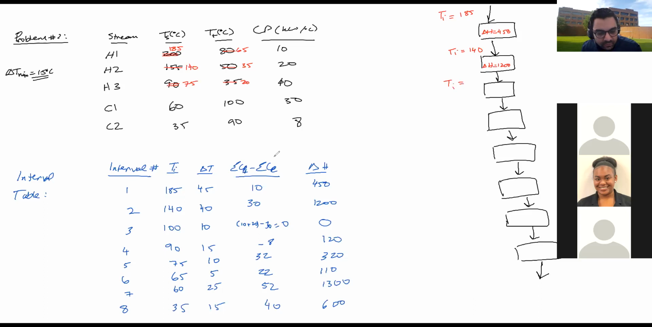Then my third interval, initial temperature is 100. The delta H is 0. Okay. Then, we can number them 1, 2, 3, 4 if you want. Doesn't matter. Then this guy, the initial temperature is 90. And then the delta H is 120. This guy, initial temperature is 75. So I'm here. I'm at interval 5. Delta H is 320.